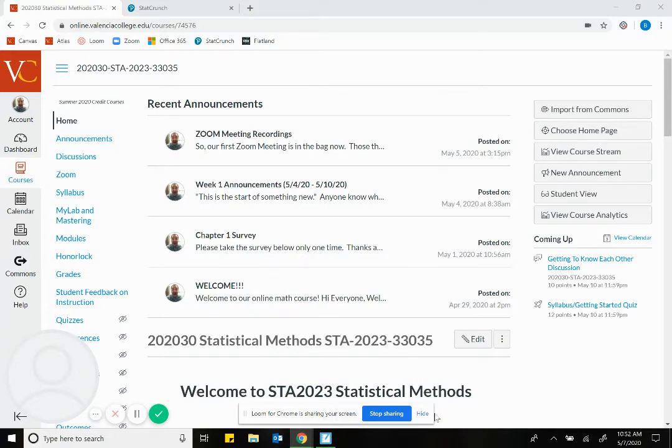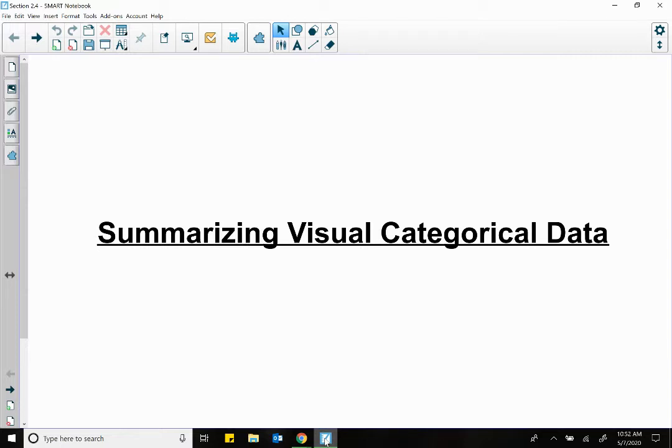Okay, so let's talk about 2.4, and we'll start seeing the homework type problems that you're going to see in 2.3 and 2.4. Okay, so 2.4 takes what we learned about in 2.3, those visual categorical data, and now we're going to learn how to summarize it. Since it's categorical data, it's just a little bit different.